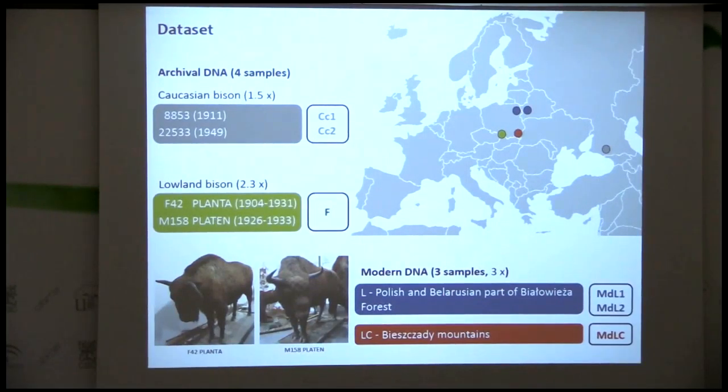To realize the mentioned aims, we generated low-coverage genomic data from two now extinct Caucasian bison, which I will call CC1 and CC2. We also generated low-coverage genomic data from two lowland bison from the initial breeding population, Planta and her son Platen, which I will both call founders. And we generated low-coverage genomic data from three modern bison from both genetic lines: from the lowland line, from the Polish and Belarusian parts of the Białowieża forest, and a single lowland-Caucasian bison from the Bieszczady mountains.